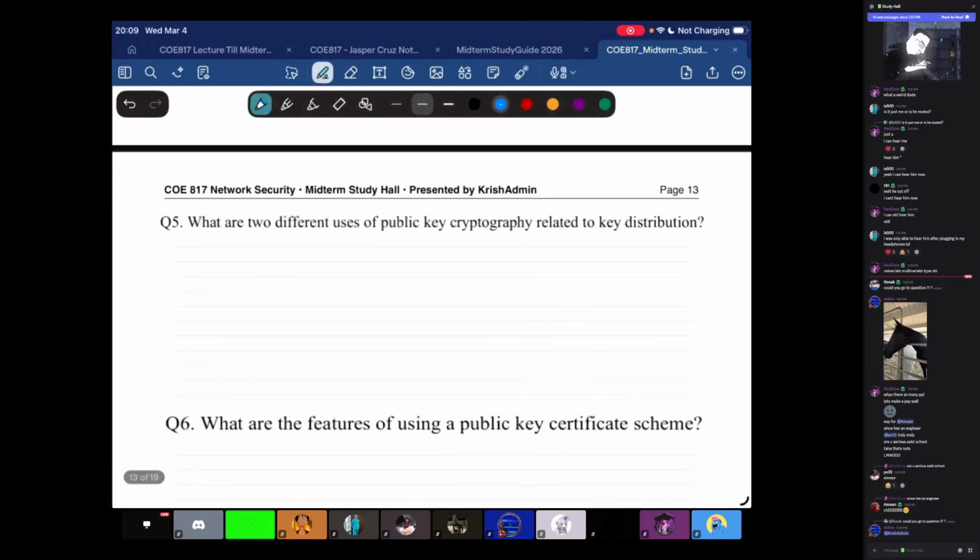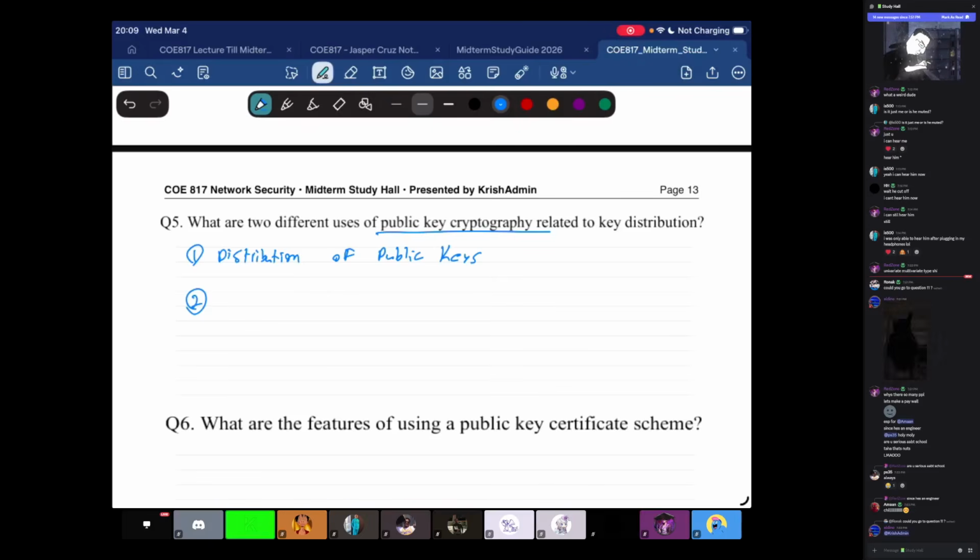What are two different uses of public key cryptography related to key distribution? So we have one and two separate things. The first thing that we use public key cryptography for is distribution of public keys. Whenever you want to transmit any public keys, you would have to use some cryptography related to it to encrypt it, as you don't want everyone who shouldn't have access to that key to have it.